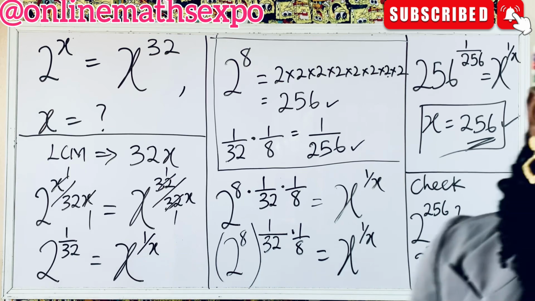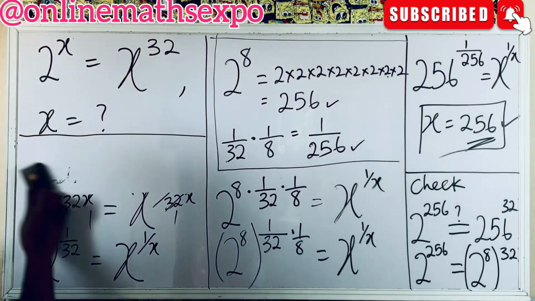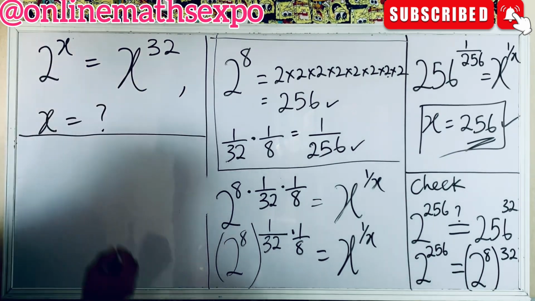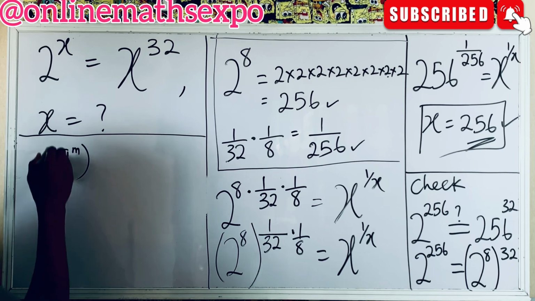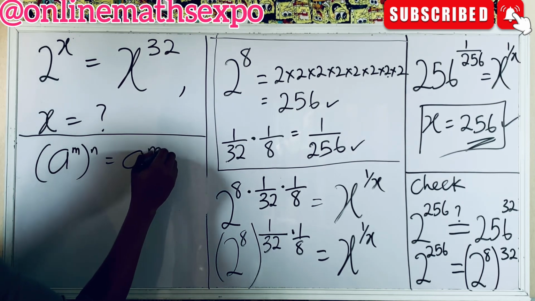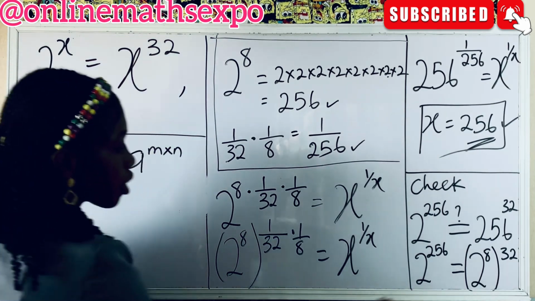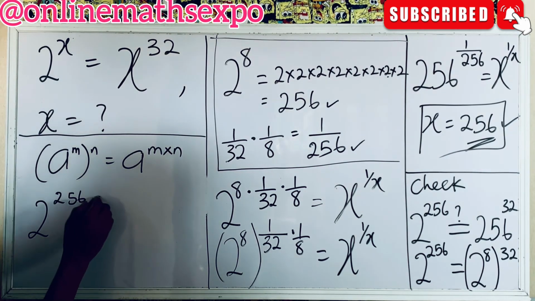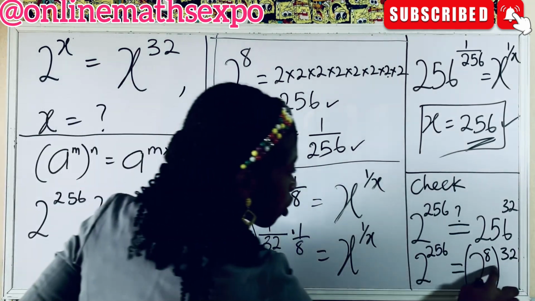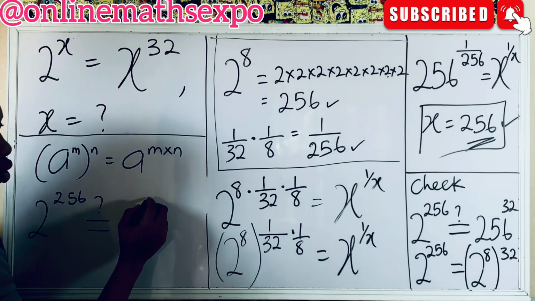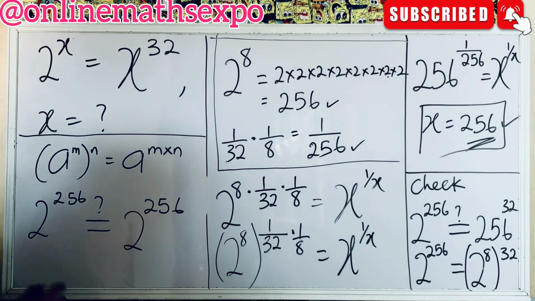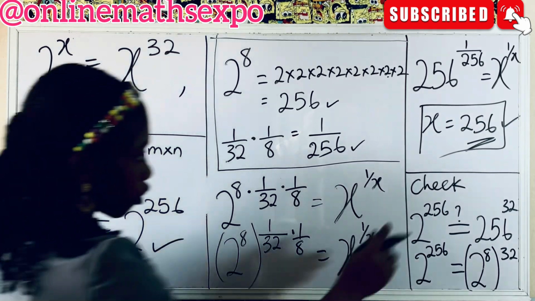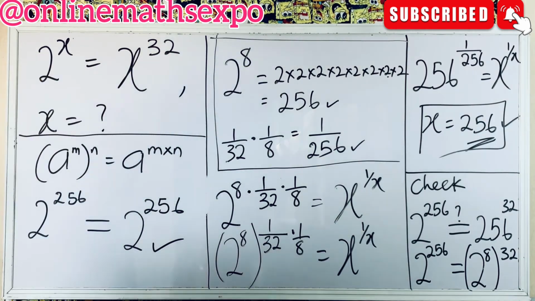Now, from this point, what do you do again? Remember your rule of indices, which says a to the power of m raised to power n is a to the power of m times n. So from here, we're going to have 2 to the power of 256. Is this still equal to 2 to the power of, if you multiply these two, it gives you 256. So you see, you got the same thing. So in that case, it means your answer for x as 256 is correct.